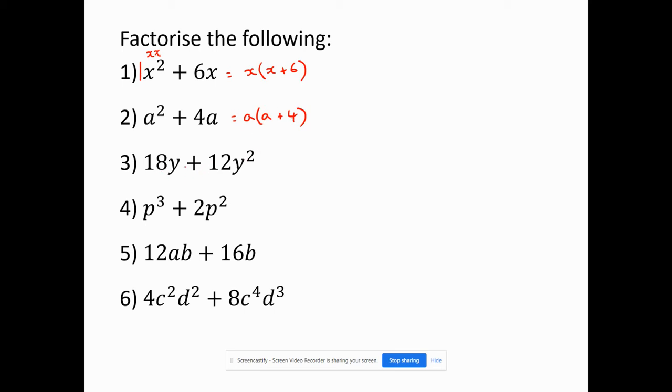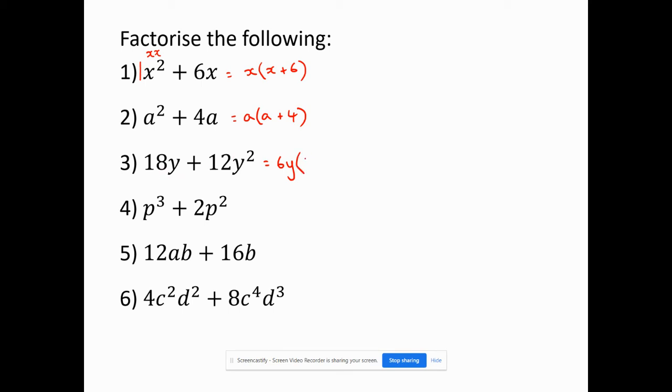And this one here, 18y plus 12y squared. This time we have 18 and 12 as our numbers. So part of our highest common factor is going to be a number part, and part will be a letter part. So 18 and 12, the highest common factor, or the largest times table they both fall in, is the 6 times table. So 6 is the highest common factor of the numbers. And we've got y and y squared. So y is the highest common factor of the letter part. So overall, the highest common factor of these two terms is 6y.